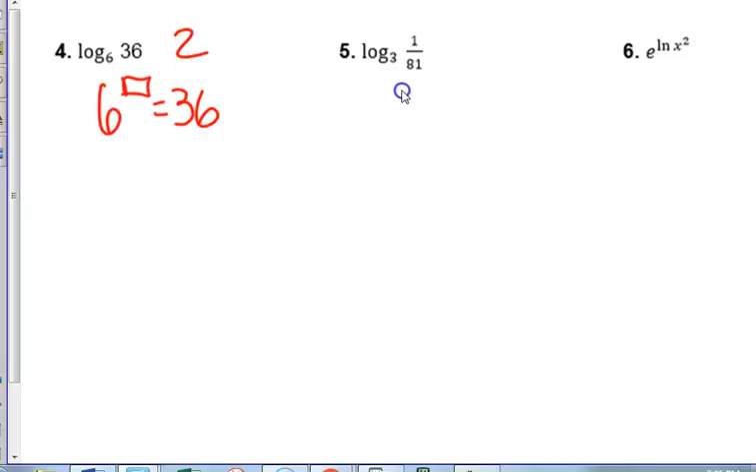All right, this one takes a little more practice. 3 to some power is 1 over 81. It's got to be a power of 3, guys. So 3 times 3 is 9, right? Another 3 would be 27.